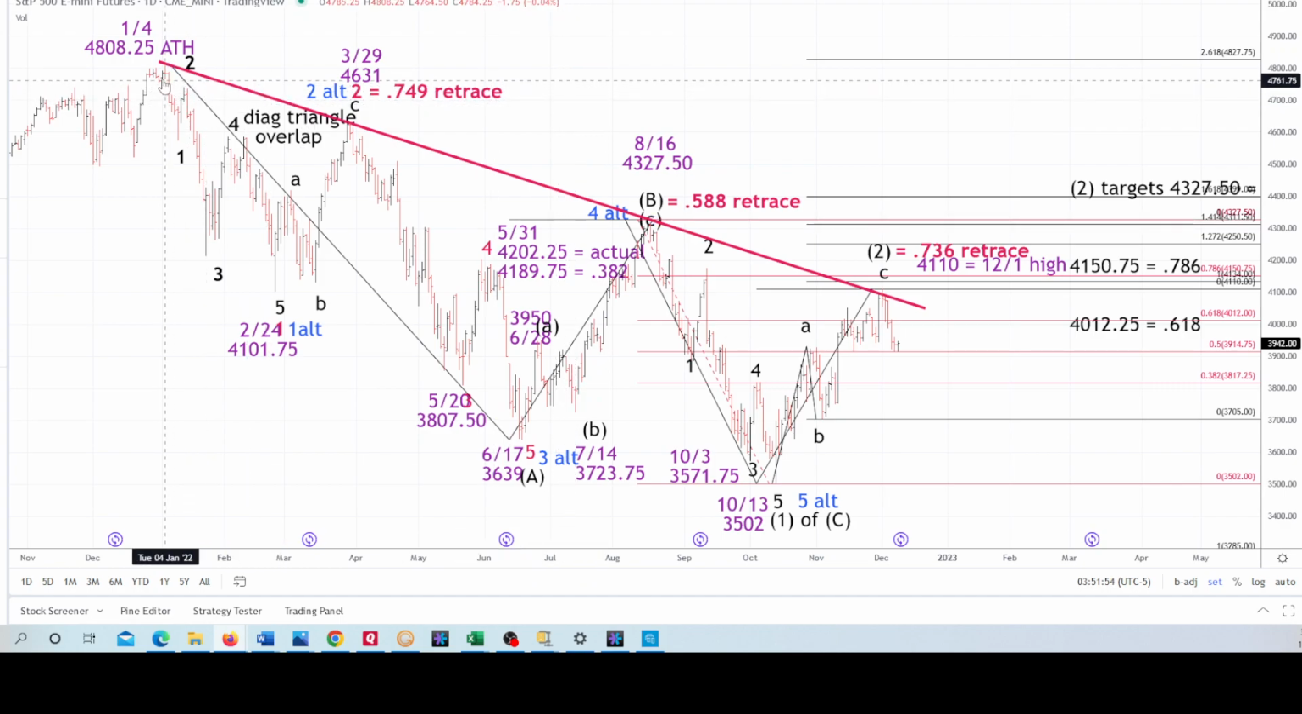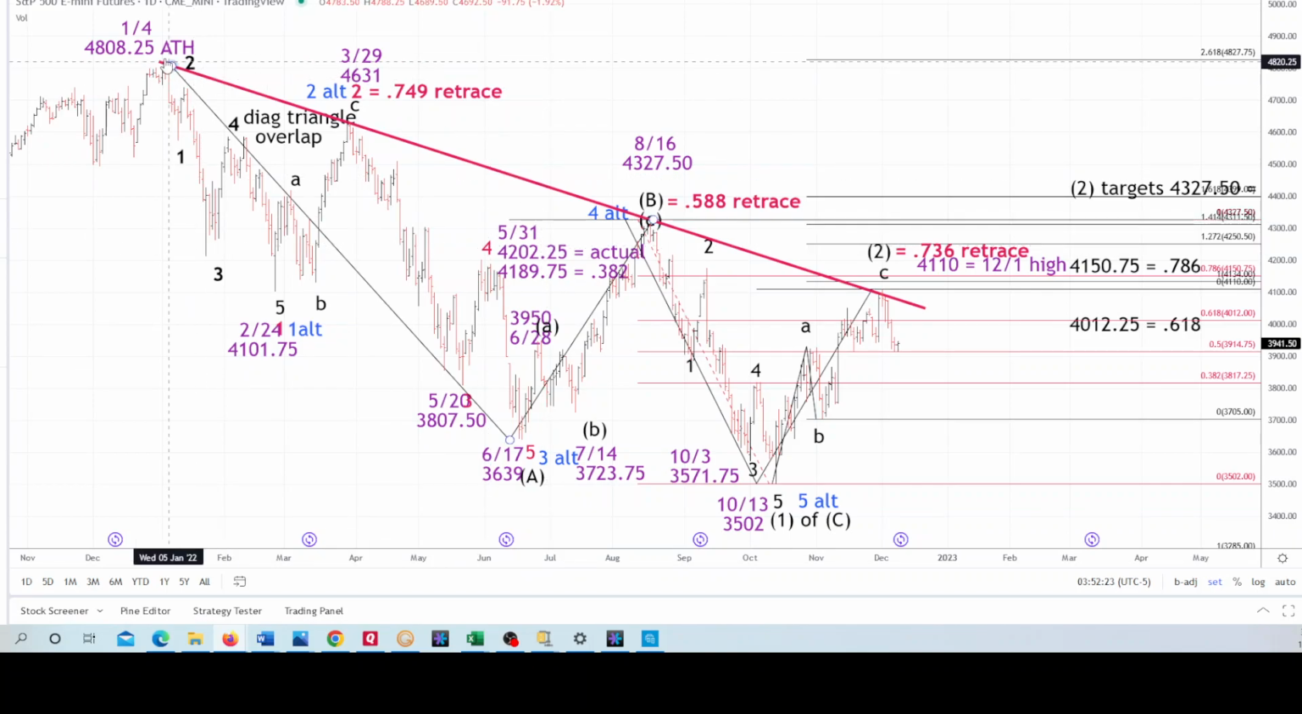Okay, again, the bigger picture daily chart of the ES, the all-time high on 1/4. There's wave A down in black, B up. Oh, I wanted to point out these retracements here in red. This wave 2 was a 749 retrace. This wave B was a 588 retrace. And this wave 2 of C was a 736. Kind of bookends here, 736 here, 749 there, squeeze around a 588 for wave B.